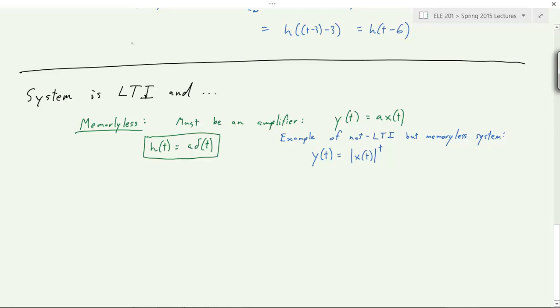Okay, so we see that LTI simplifies things. If it is LTI and memoryless, this is all you can have: a delta function at time 0 times some constant. That's your memoryless system.